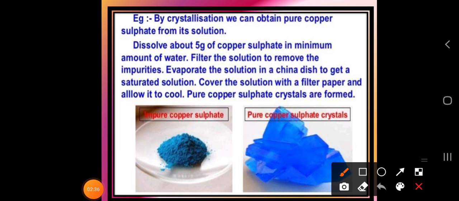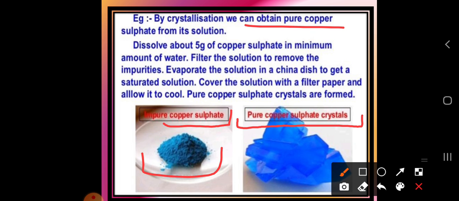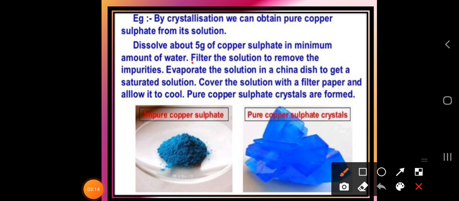This is an example where we are going to obtain pure copper sulphate crystals. Copper sulphate is a chemical compound which is blue in color. By crystallization we can obtain pure copper sulphate from its solution. Take 5 grams of copper sulphate and dissolve it in a minimum amount of water, then filter the solution to remove the impurities.